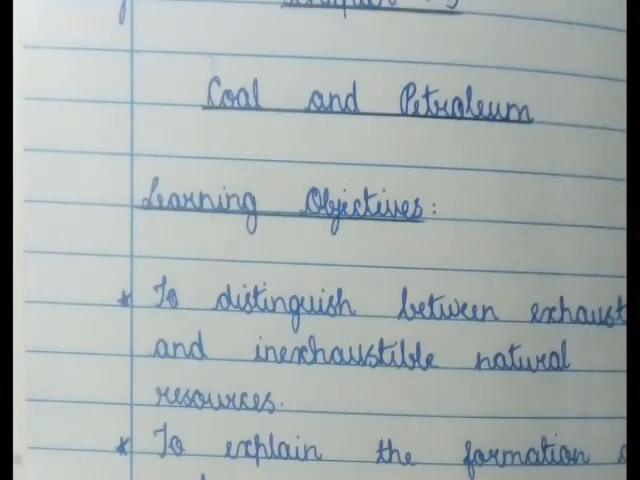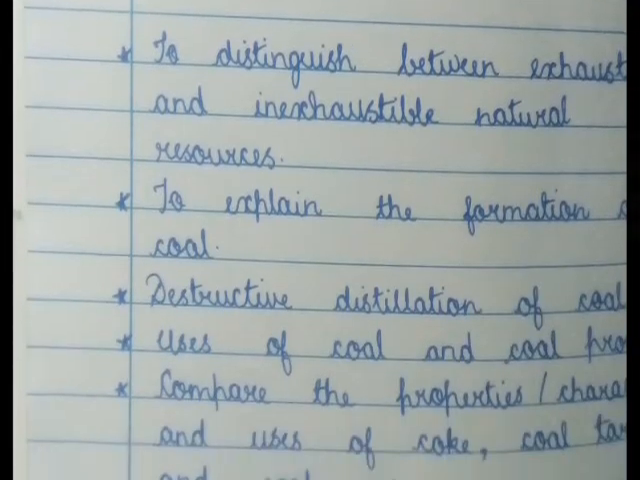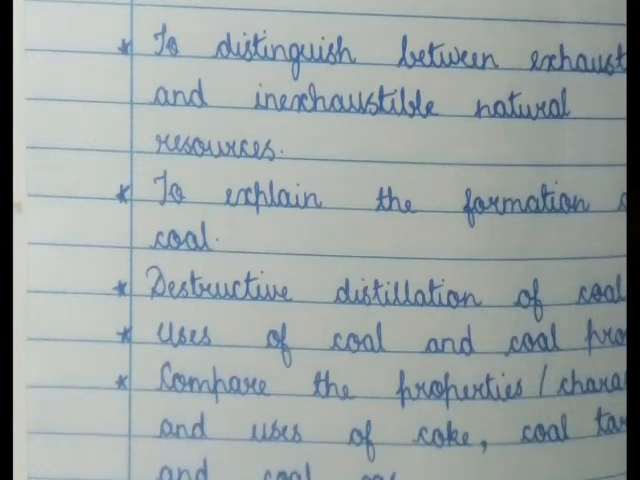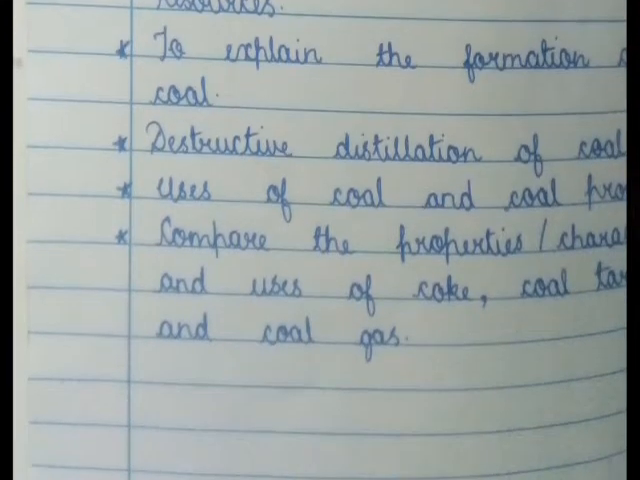Learning objectives. To distinguish between exhaustible and inexhaustible natural resources. To explain the formation of coal. Destructive distillation of coal. Uses of coal and coal products. Compare the properties or characteristics and uses of coal, coal tar and coal gas.